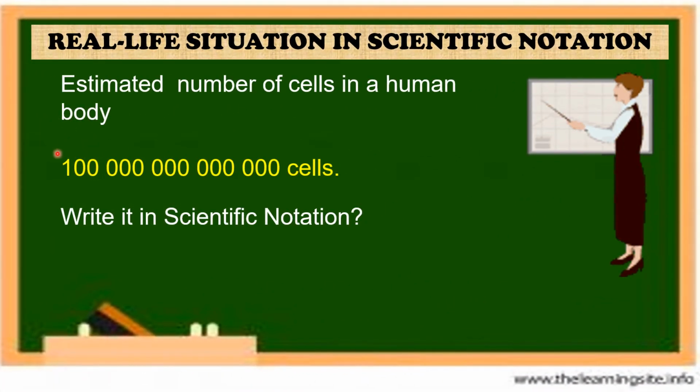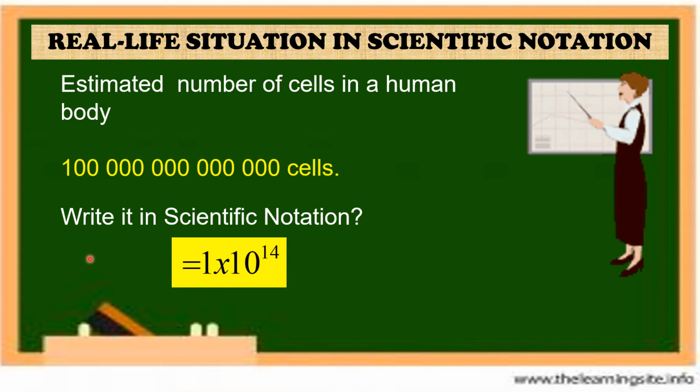Estimated number of cells in a human body: 100 trillion cells. Write in scientific notation. That is 1 times 10 raised to the 14th power. And that is science integration.